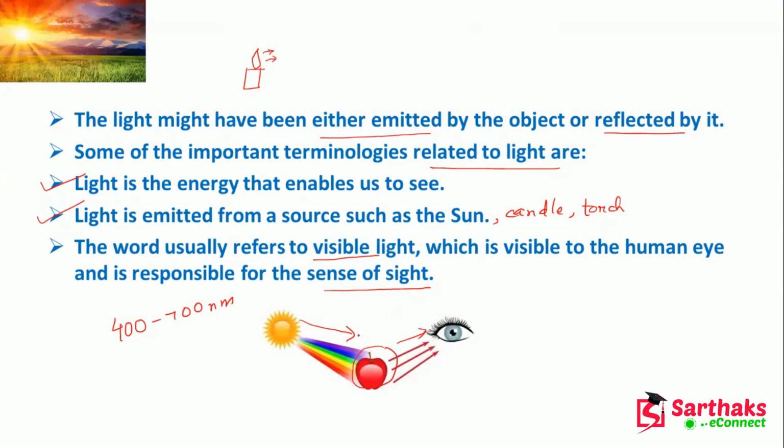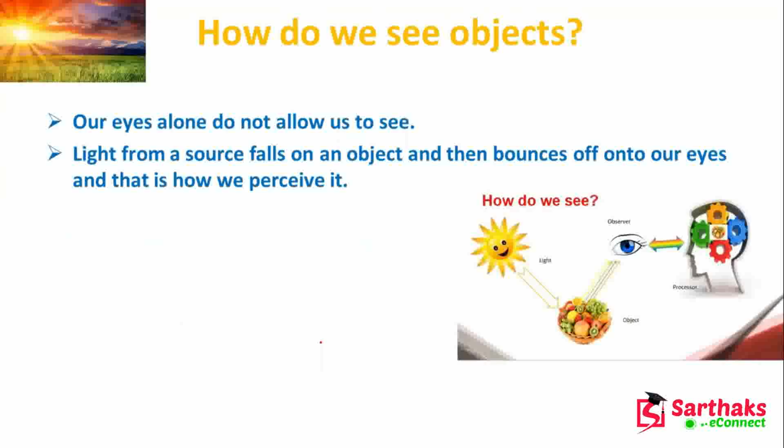Okay. So some important terminologies. What are these? Light is an energy, and light is emitted from a source such as sun, candle, torch, and matchstick. And light, here we are referring to visible light, and visible light gives us the sense of sight. Okay. Next, how do we see the object?